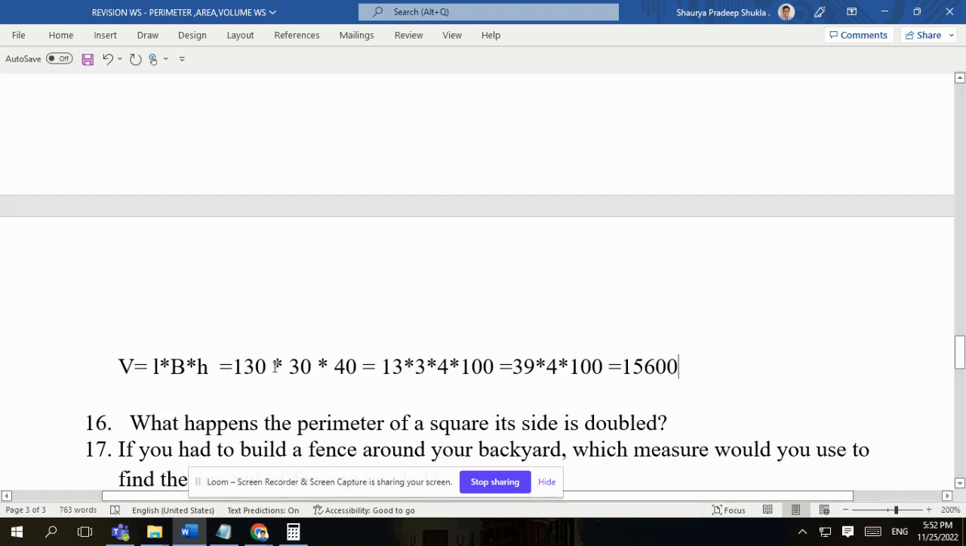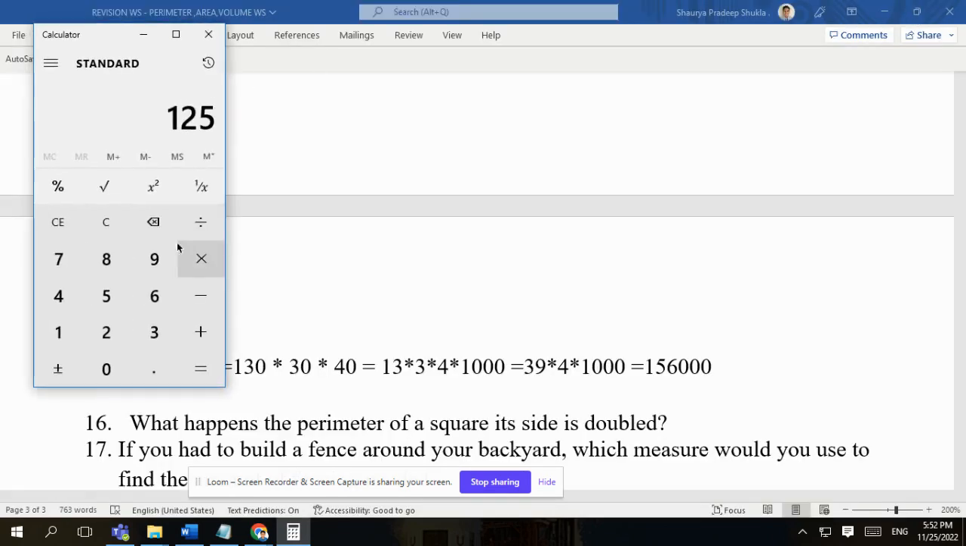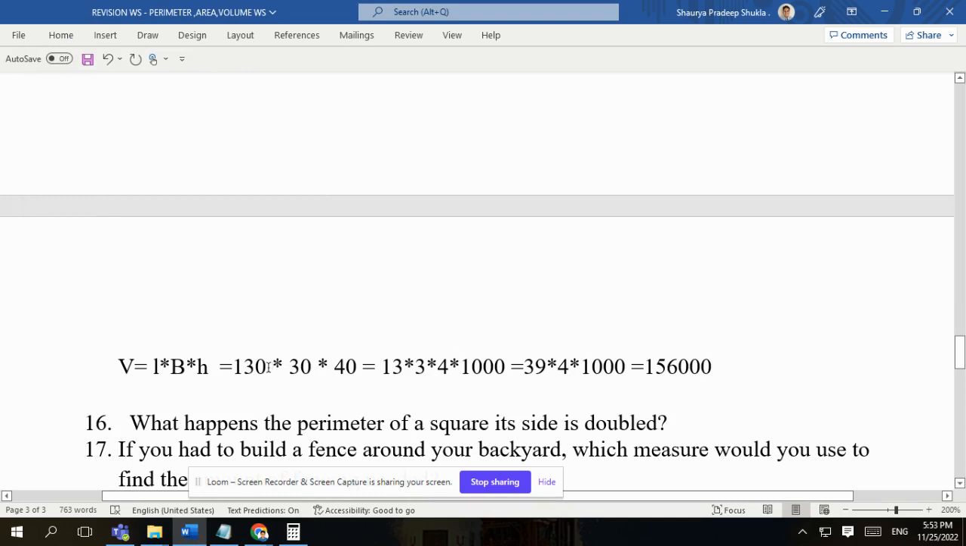Oh yeah, I think it should be 30. I'm making a mistake here. It should be 30 over here. Let's just verify our answer with the calculator. 130 multiplied by 30 and multiplied by 40. So we get 156 and 3 zeros. That's correct. But guys, what is important here is that I will take the zeros out and multiply just like that. Okay, 1000.